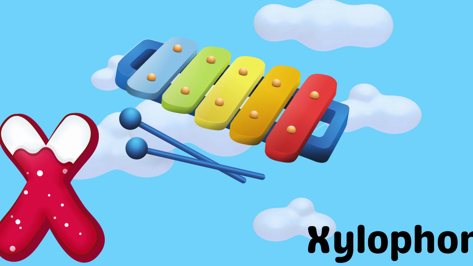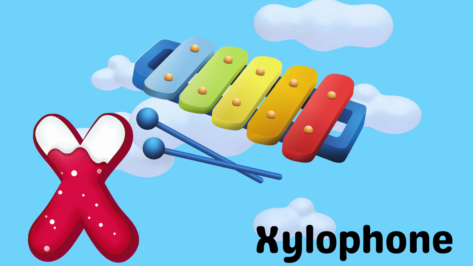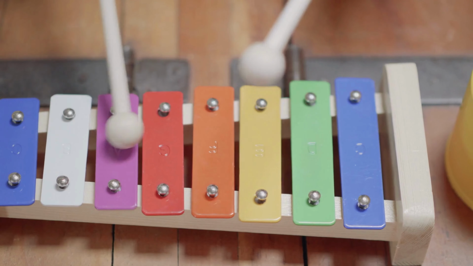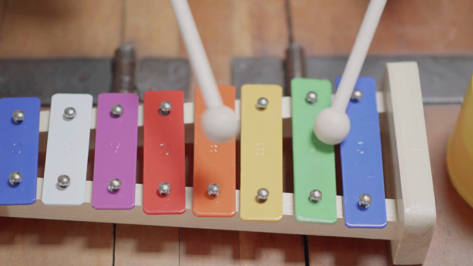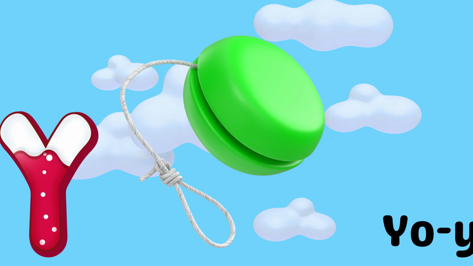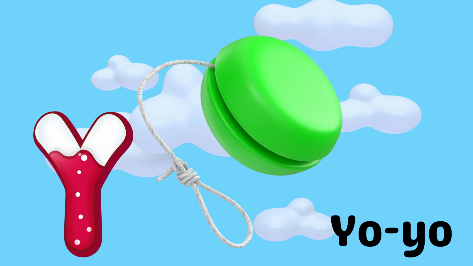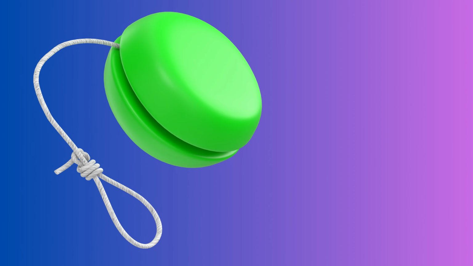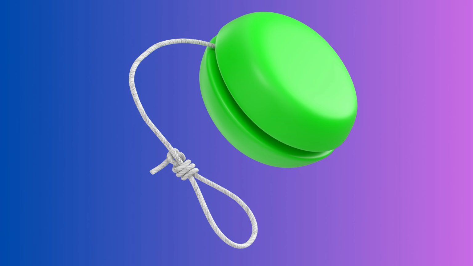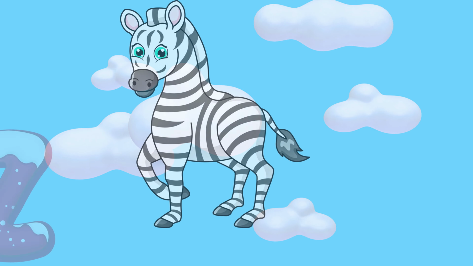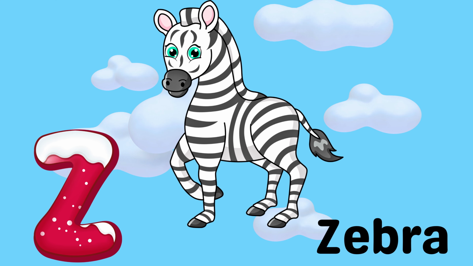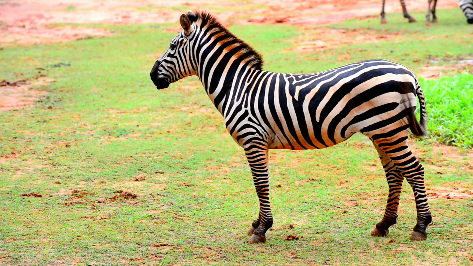W, w, w, whale. X is for xylophone. X, x, x, xylophone. Y is for yo-yo. Y, y, y, yo-yo. Z is for zebra. Z, z, z, zebra.